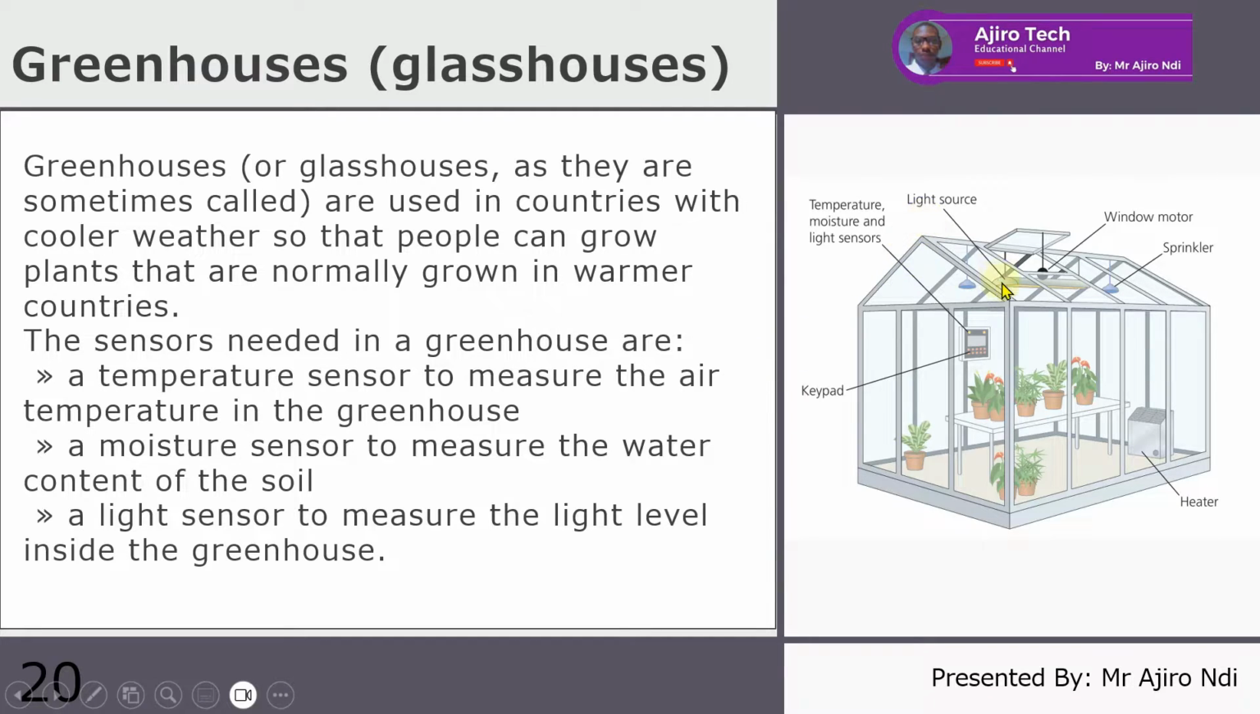We also have the light source here. We have the window motor that helps to open and close the windows: open for sunlight, close when there's no sunlight. Sprinklers: what the sprinkler does here is ensure that there's enough water to nourish the plants. The heater, when the temperature is down, ensures there's enough heat. Okay, so hope that makes sense.